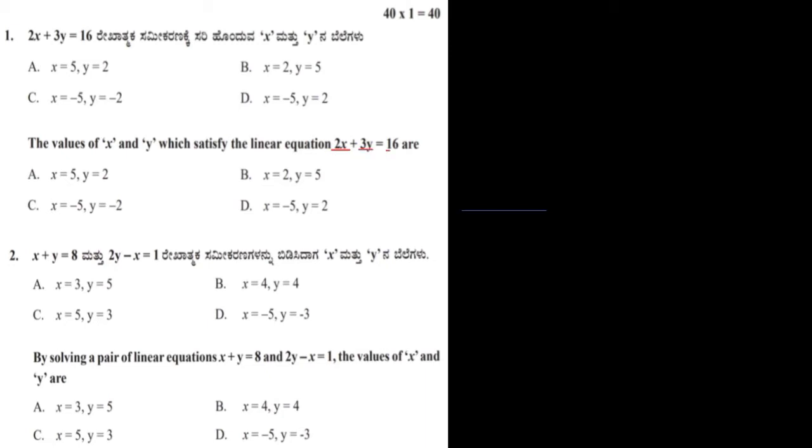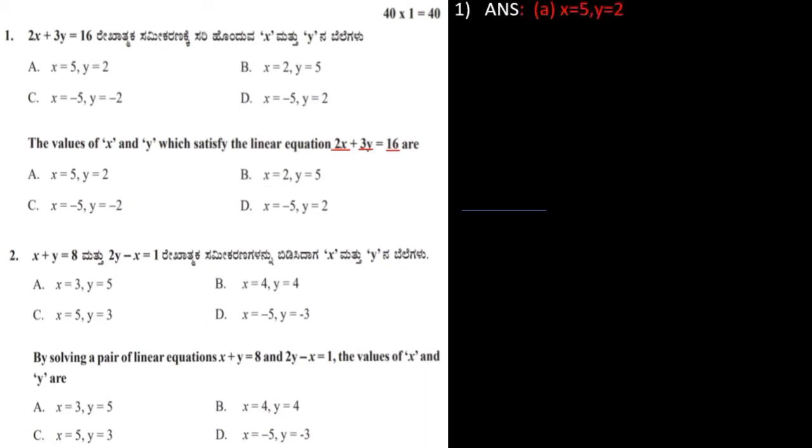Option 1: x is equal to 5, y is equal to 2. If I substitute that in the equation, 2 fives are 10, and 3 twos are 6. So 10 plus 6, I'll get 16. So we are getting the answer with the first option itself. If you want, you can check the other options also. But option A, x is equal to 5, y is equal to 2, is the correct answer for this equation.